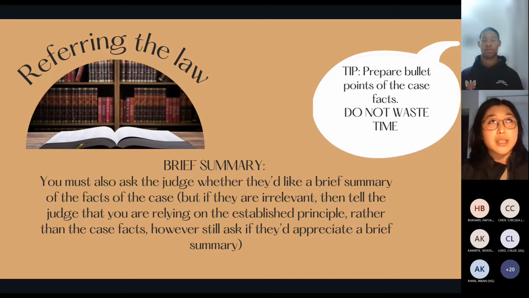Like I said, the lead counsel only has 7 minutes. The junior counsel has 5 minutes. So you don't want to read the whole summary that you get from e-law resources or law teacher. You will have to just break it up and just say the important points.